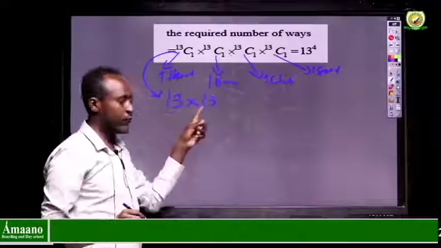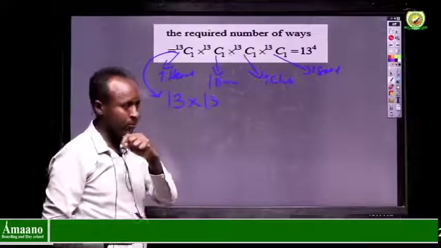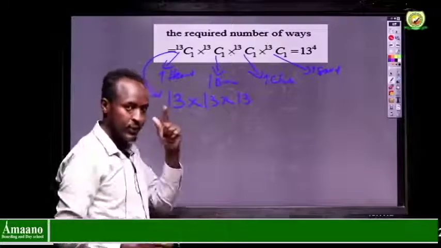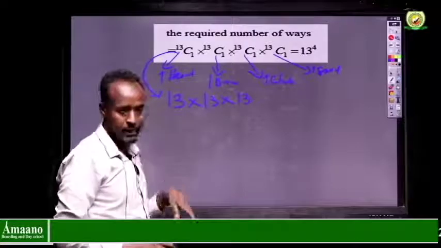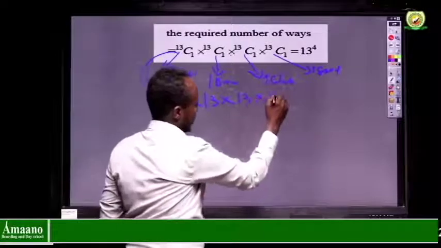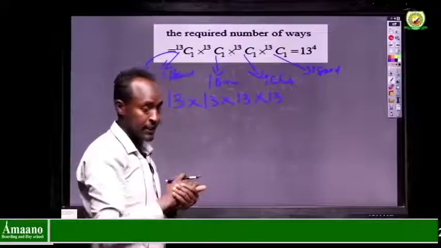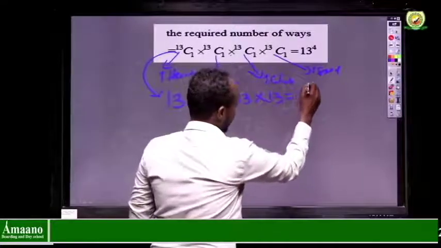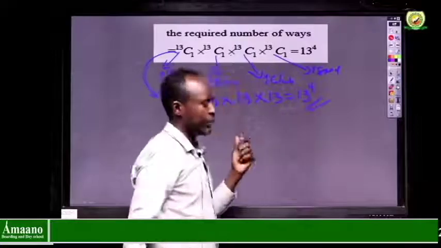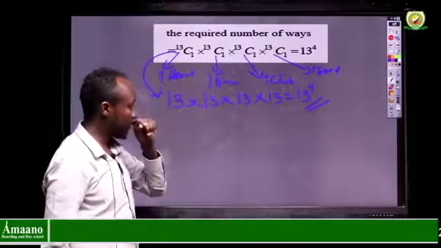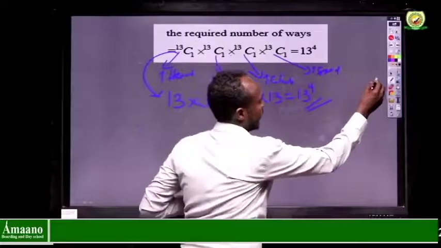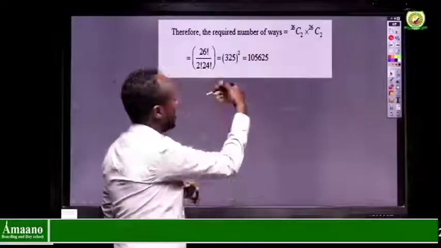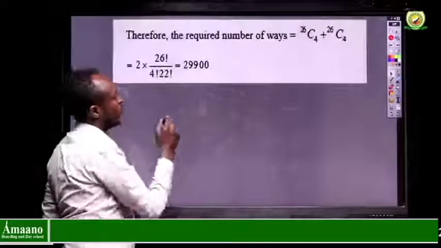13. This is the number of ways that we can select 1 card from diamond cards. Times 13. This is the number of ways that we can select 1 card from clubs. Times 13. This is the number of ways that we can select the other card from spades. This is 13 power 4. That's 13 power 4. Therefore, we will leave that one and you will proceed with the other questions from your book. This is the answer. Then you can continue that one.